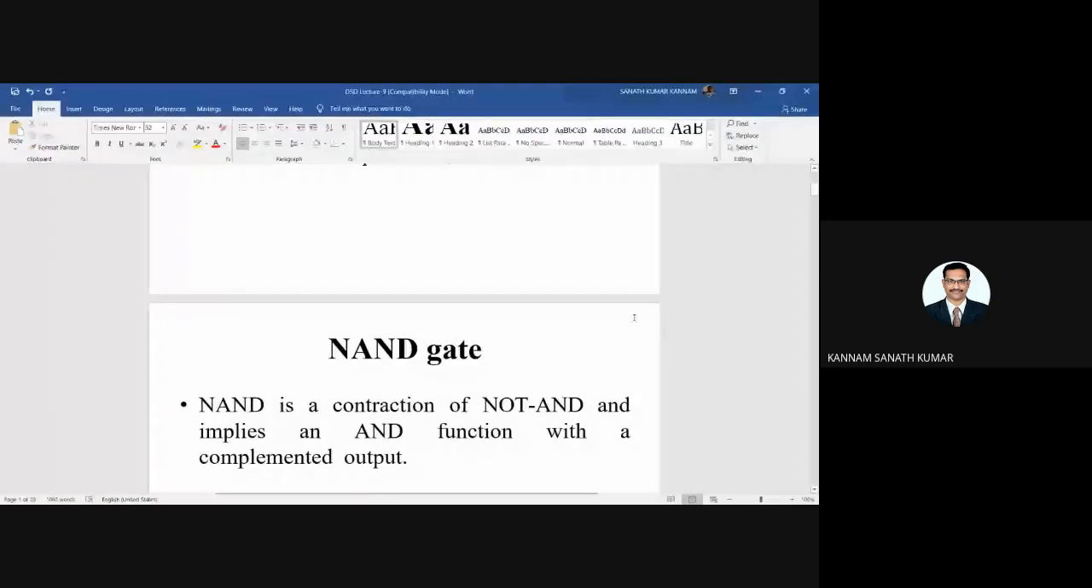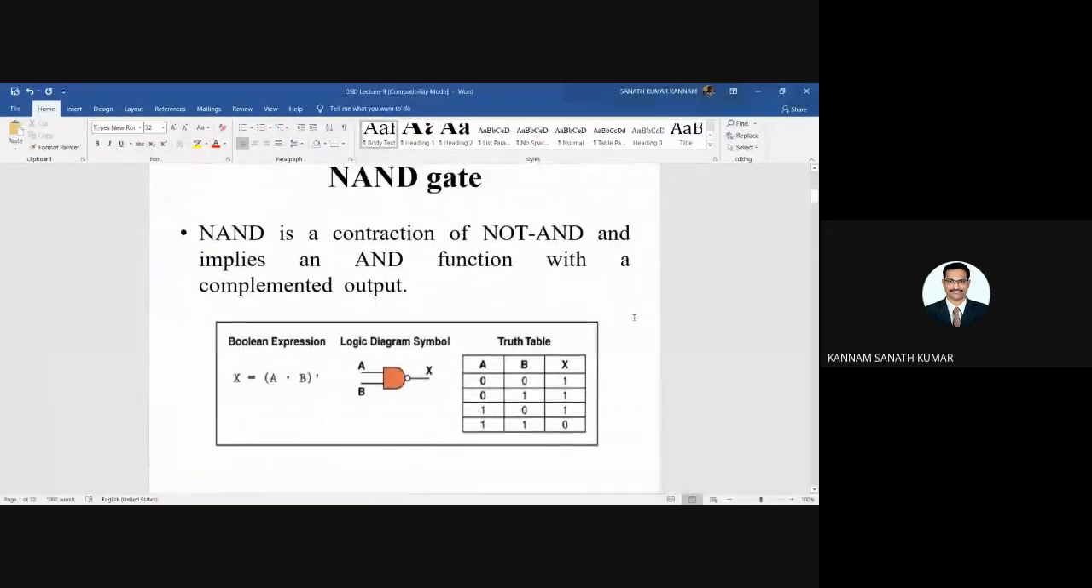Now the NAND gate. As I told you, NAND gate is nothing but an AND gate followed by an inverter. The inverter is represented with a bubble. This is an AND gate. This is the Boolean expression for the NAND gate, x equal to A into B whole complement, whole bar, or whole dash, (AB)'. This is the expression for the NAND gate.